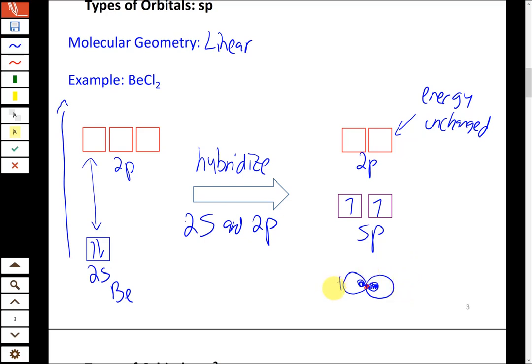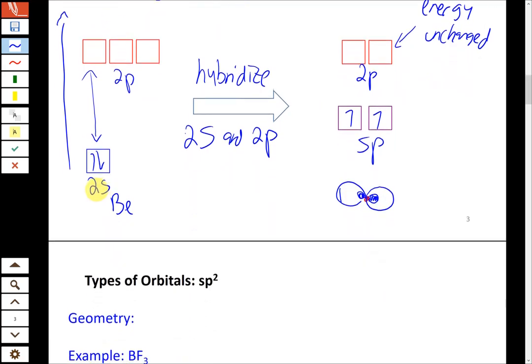We don't concern ourselves too much with the shapes. Basically, the shapes of a hybrid orbital are kind of like this, and a set of them gives you the proper geometry for that electron group arrangement.